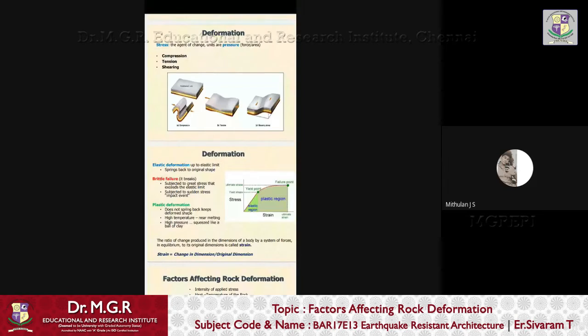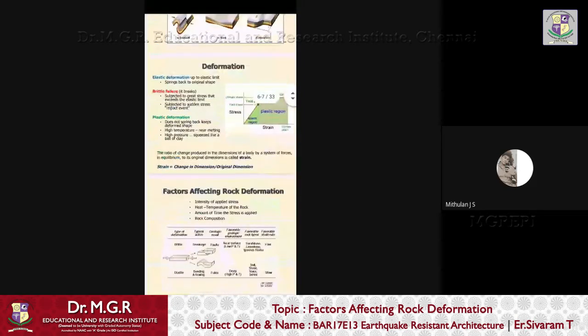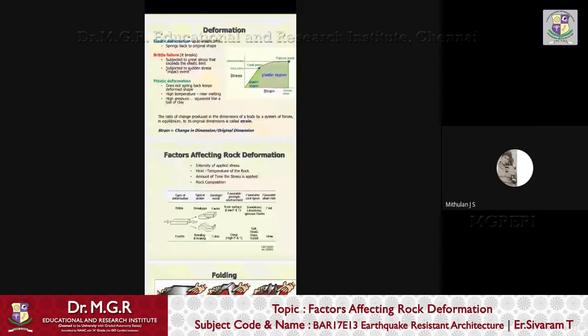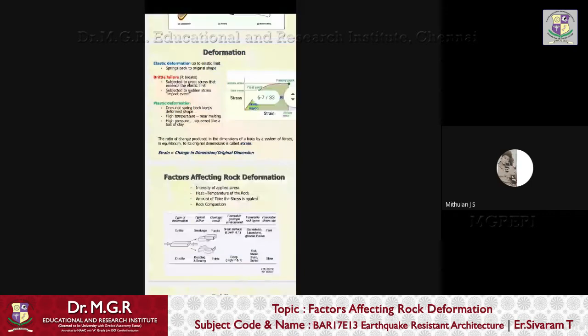Okay, in this picture you can see how this deformation is happening. There are two regions called elastic region and plastic region. You might have studied this in your schooling. You know what is elastic region, right? If you stretch anything and then leave it, it again returns to its original shape. That is called elastic region. So here you can see elastic deformation up to the elastic limit springs back to original shape. That is what I told you.